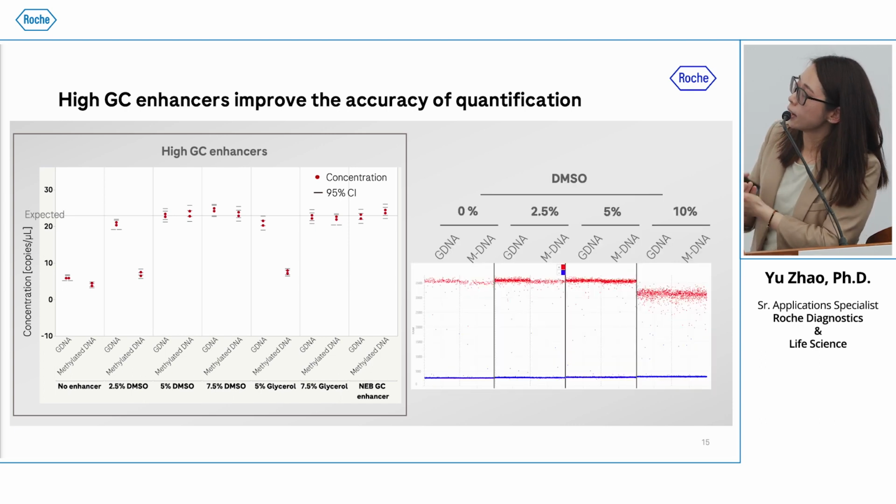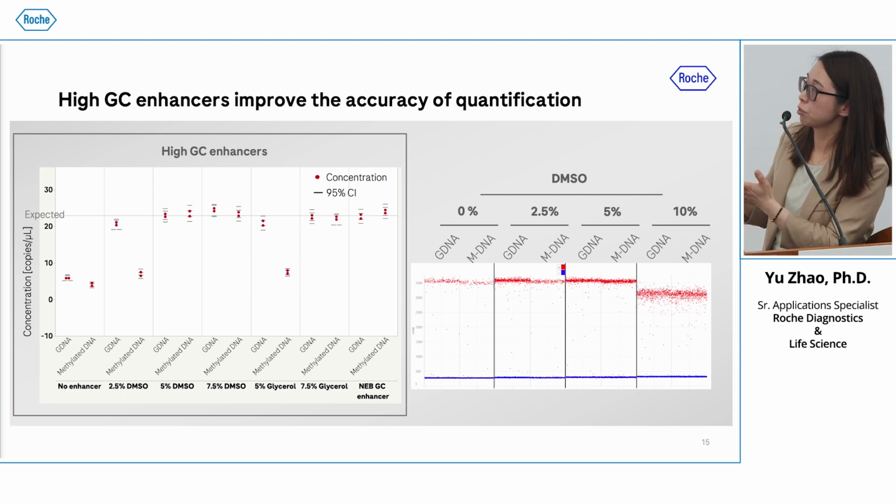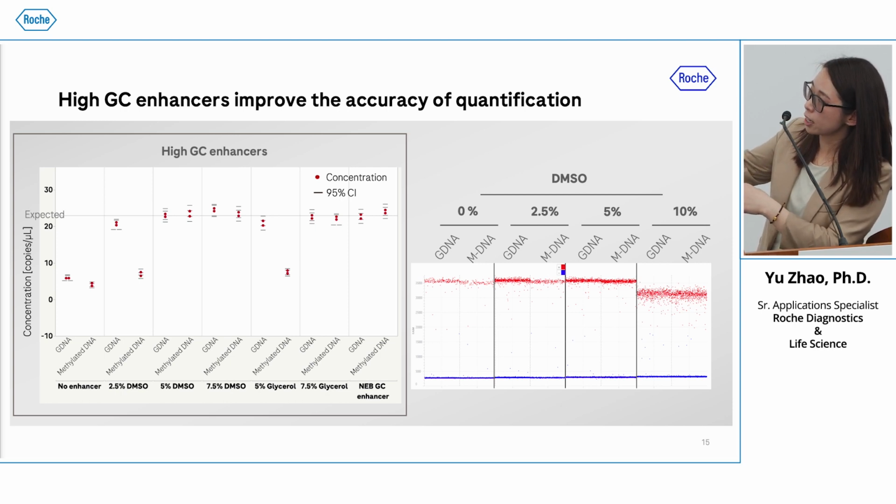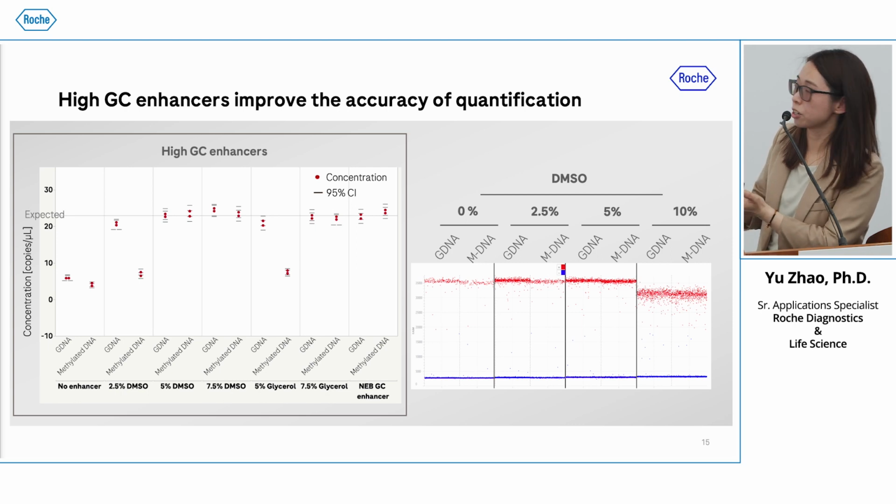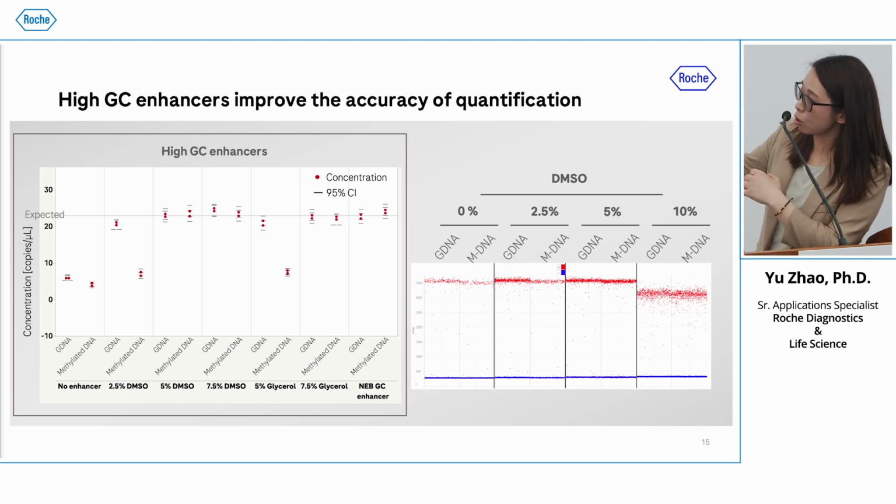To the right are the 1D clustering results with different concentrations of DMSO. In line with the quantification results on the left, you will see the positive clustering density visibly changed while applying different concentrations of DMSO. And supplementing 10% DMSO starts to interfere with the performance. The blue lines at the bottom are negative partitions, while the red color indicates positive.